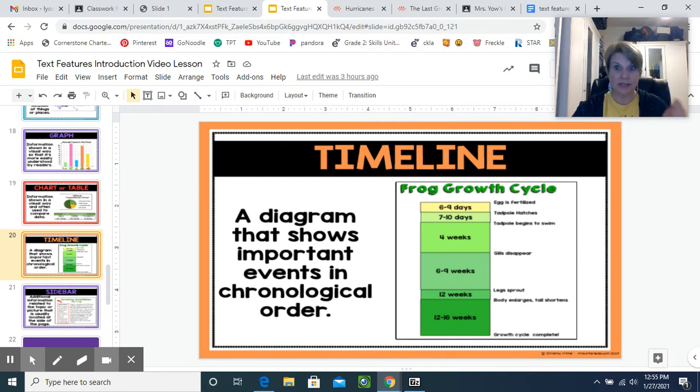Now notice how it starts in order and it doesn't skip around. So it doesn't go 6 to 9 days and then 12 to 16 weeks and then back to 4 weeks. It's going to happen in the order in which it's supposed to happen. So for example, if I was given the chronological order for when I had my 2 children, I could say that Carson, my oldest son, was born in 2006, and then I had Blake, my youngest son, in 2009. So those are my chronological orders.